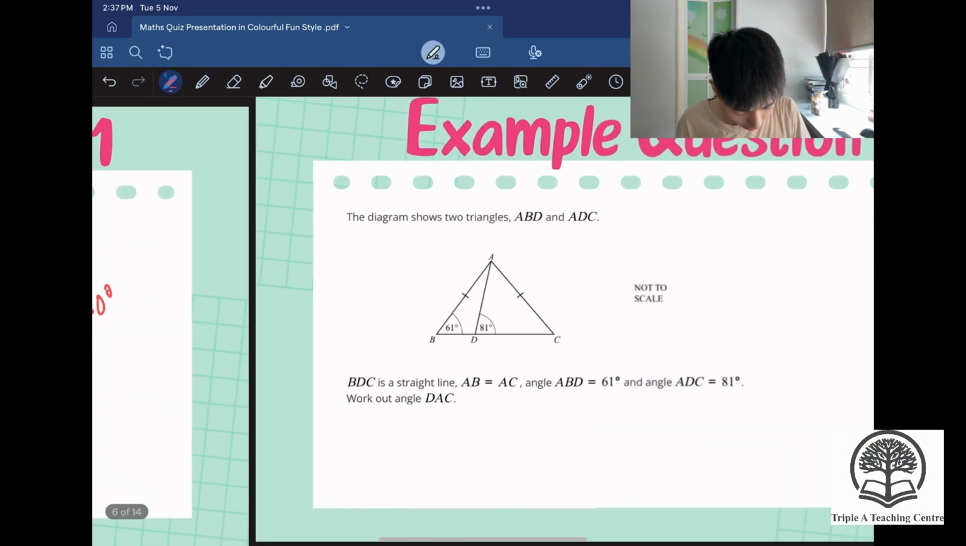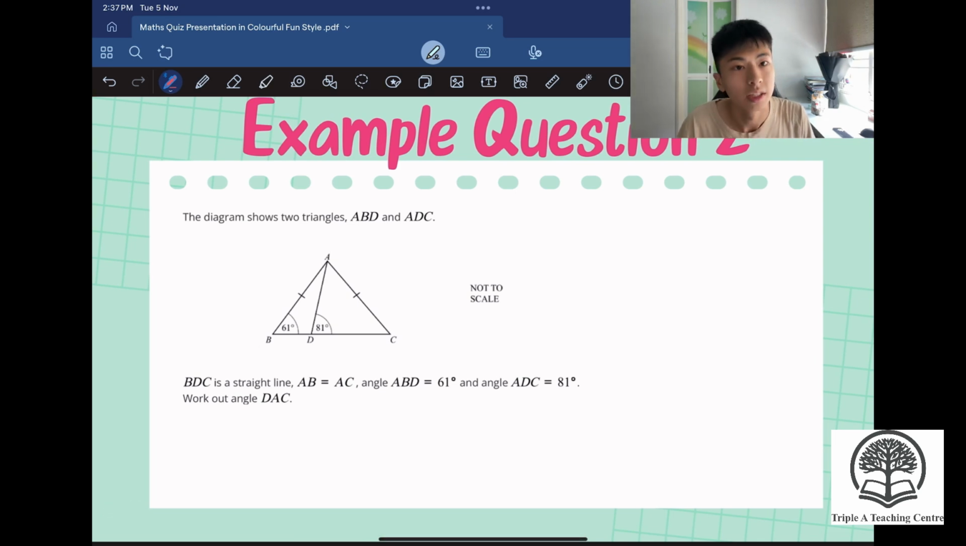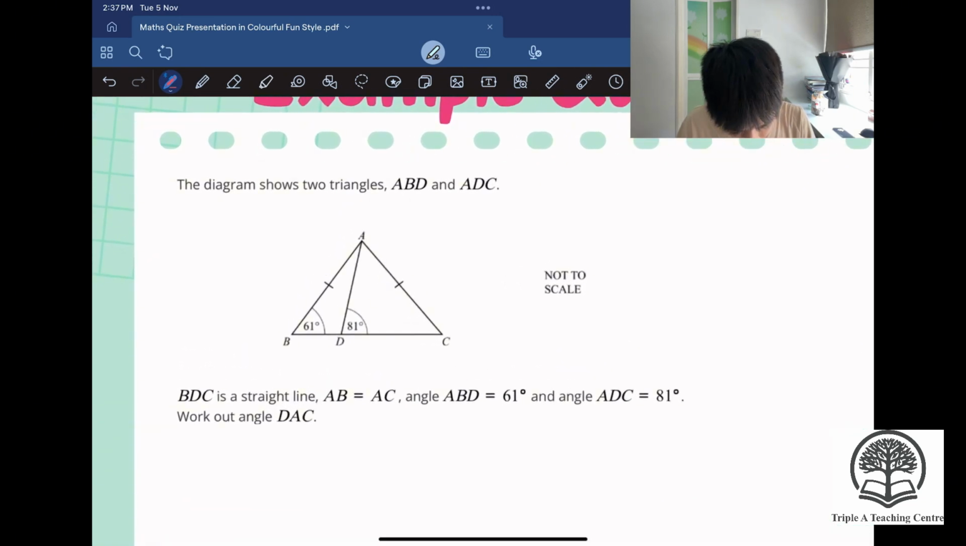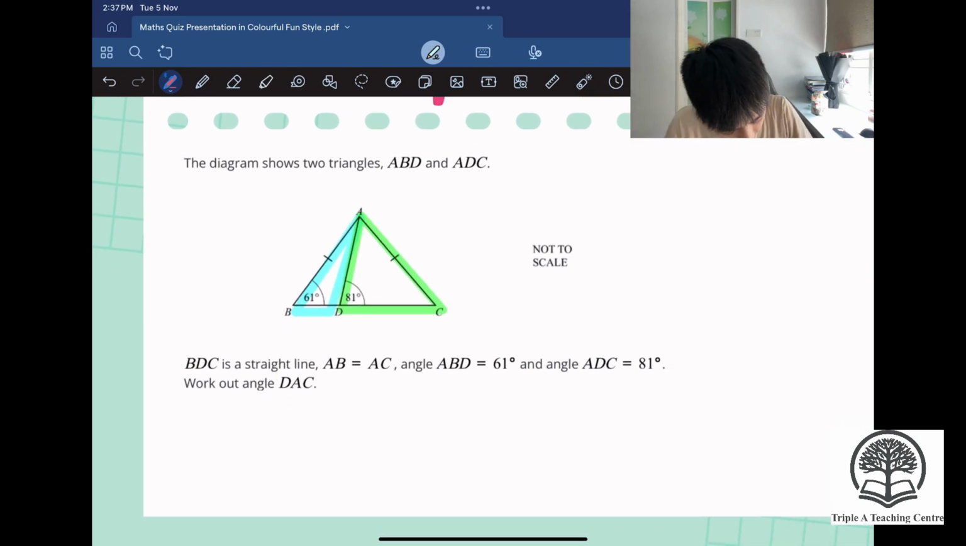Okay, moving on. I have another example question for you guys, just in case you are still struggling. We have 2 triangles over here, ABD and ADC. Let me highlight that for you. This is ABD and this is ADC. BDC is a straight line, AB equals AC. So AB equals AC, what does that mean? That tells us that triangle ABC is an isosceles triangle, right? Because it has 2 equal sides.